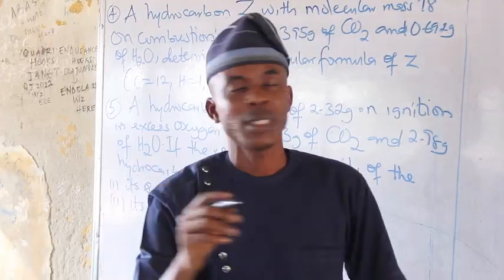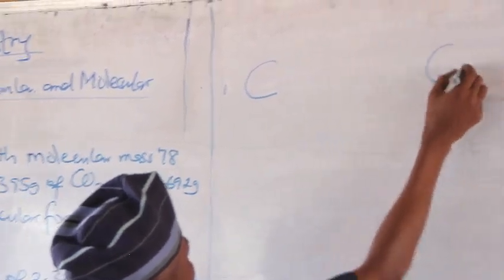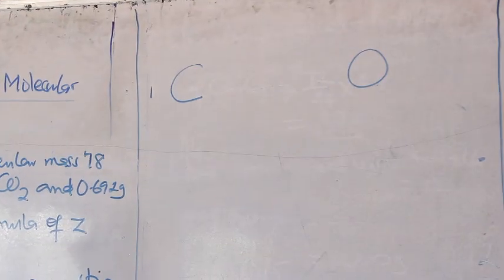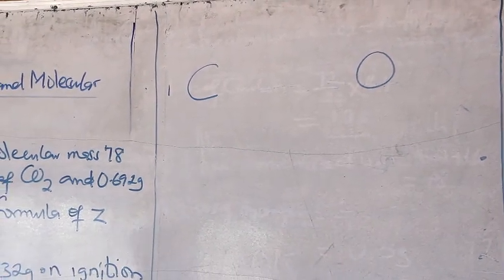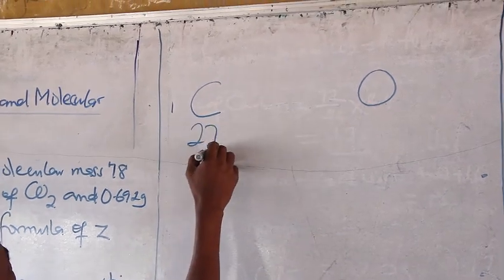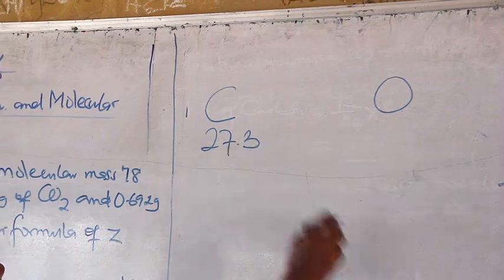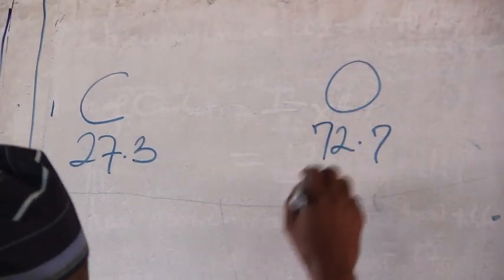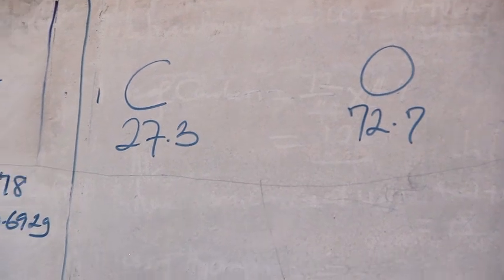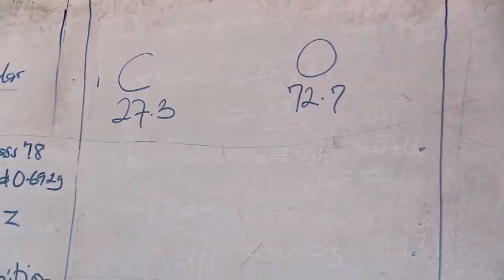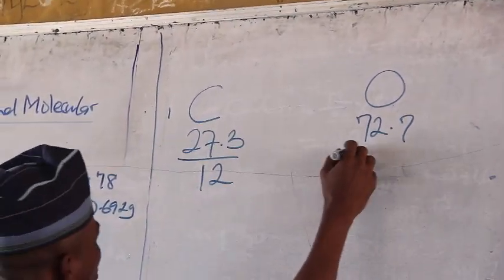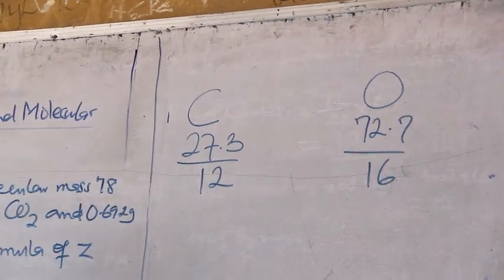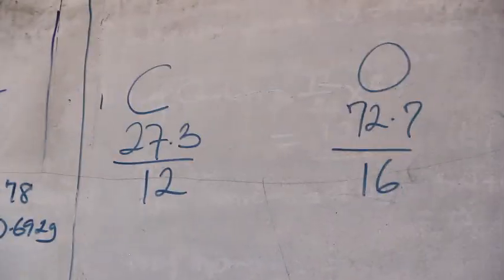So, what are the elements present in the compound? Carbon and oxygen. What is the percentage by mass of carbon? 27.3, 72.7. Now we need to divide each of these by its atomic mass. What is the atomic mass of carbon? We have 12. What is the atomic mass of oxygen? 16. So what is 27.3 divided by 12?